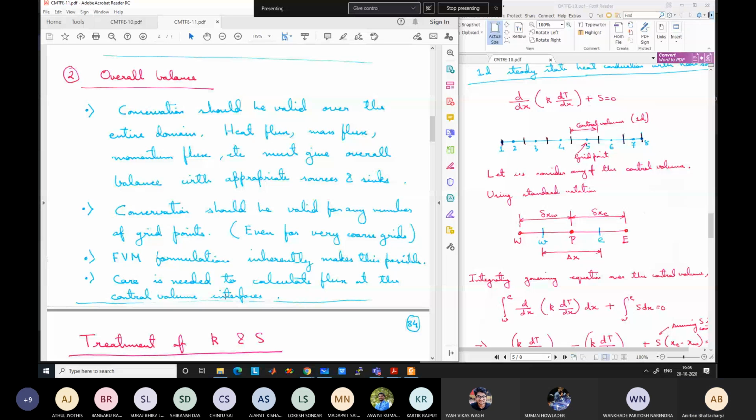If the flux itself is different at the interface, like we have discussed today and in the previous class, then obviously the balance will change. So if you take the correct flux, then automatically, if you sum up, it will be balanced. Finite volume formulation inherently makes this possible. The important point again is that conservation should be valid for any number of grid points, even if it is a very coarse grid, even if we have only 2 grid points. Still, all the properties have to be balanced. Energy has to be balanced. Heat flux has to be balanced. That is the important thing. So these are the two important requirements of our discretization scheme.